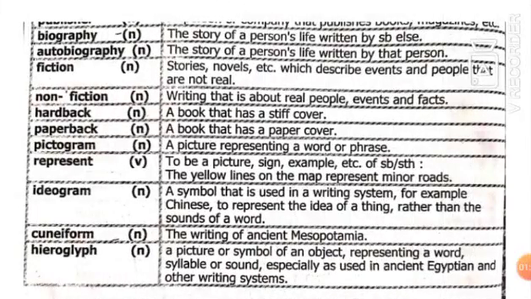The next word is biography. Biography means the story of a person's life written by somebody else. But autobiography is the story of a person's life written by that person. So pay attention to the difference between biography and autobiography. Biography is written by somebody else, but autobiography is written by that person.